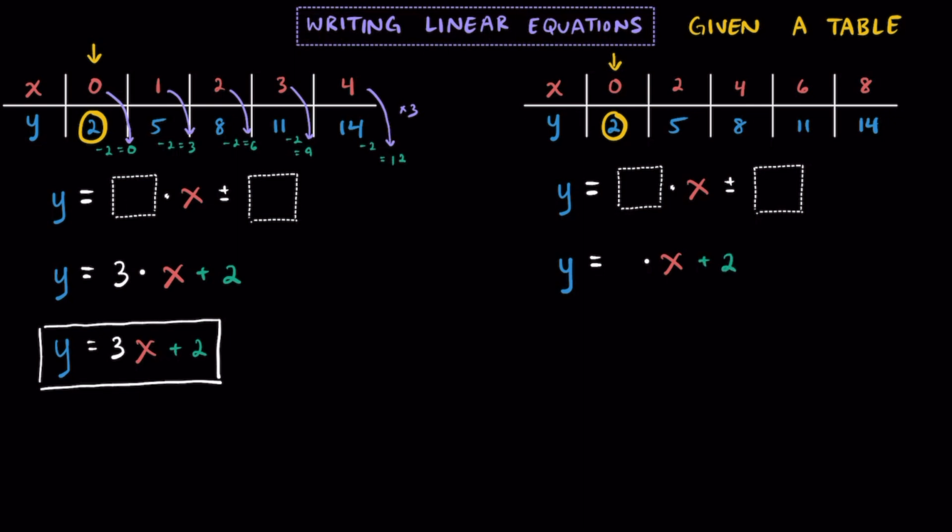So if we know we're going to have to eventually add 2 to get our y values, let's go ahead and take away 2 from each of the y values to see if we can identify what's going to multiply by x. So 2 minus 2, that's going to be 0. 5 minus 2, that's going to equal 3. 8 minus 2 is going to equal 6, 11 minus 2 is going to equal 9, and 14 minus 2 is going to equal 12.